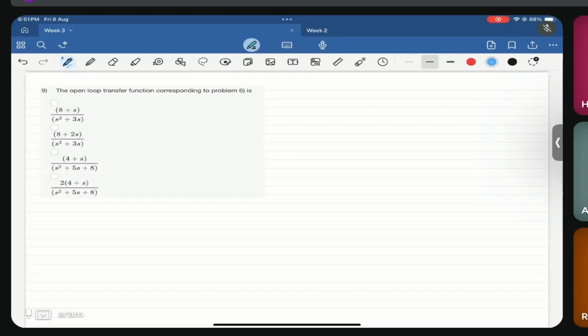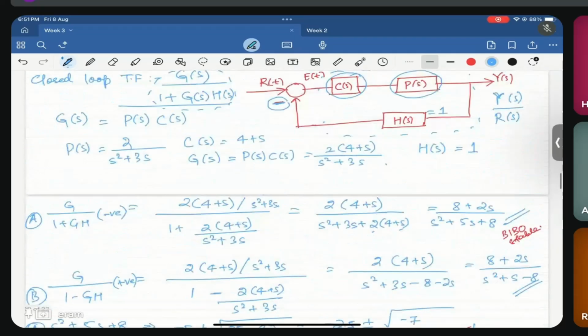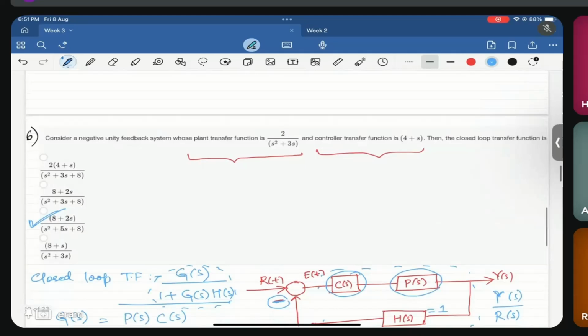So you have to find out the open loop transfer function for problem 6. What was problem 6? For this one, calculate the open loop transfer function. What is the open loop transfer function for the controller and plant transfer function given here? Calculate the open loop transfer function.